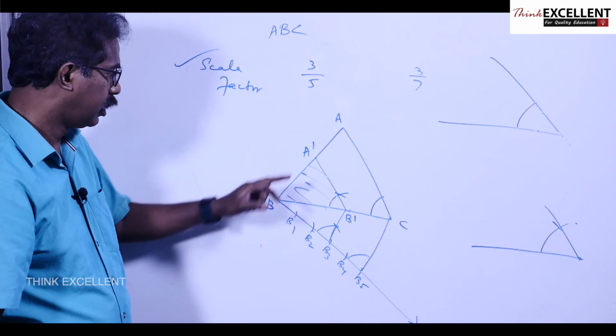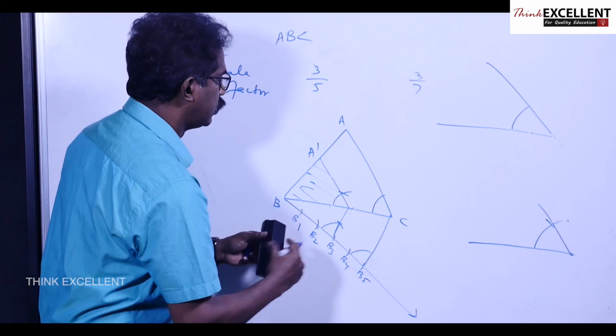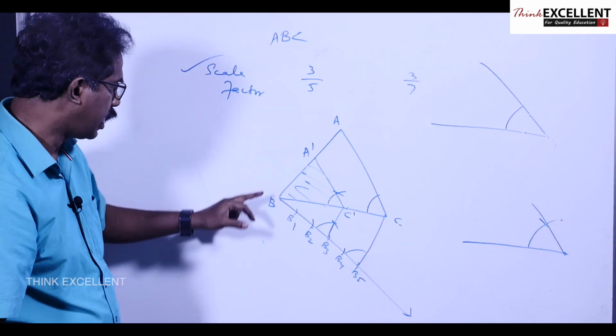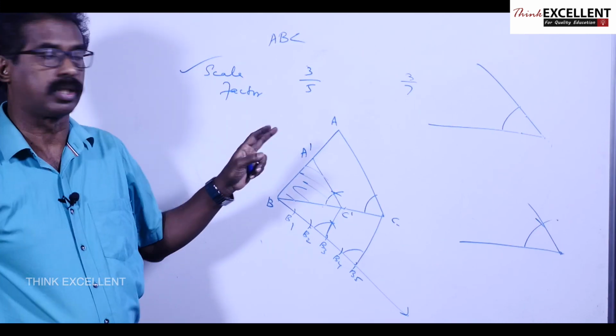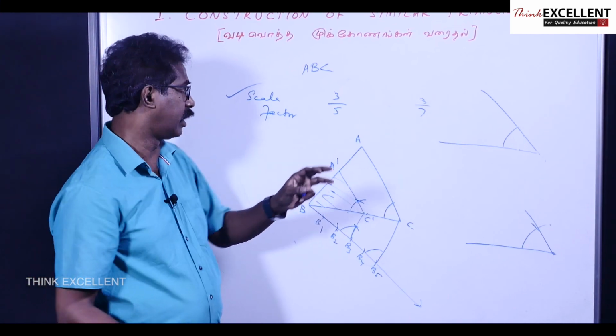Don't shade anything. A dash, B dash. Or you can take it as C dash; any name you can give. A dash, B, C dash is the required triangle. So this is for a scale factor smaller than 1.